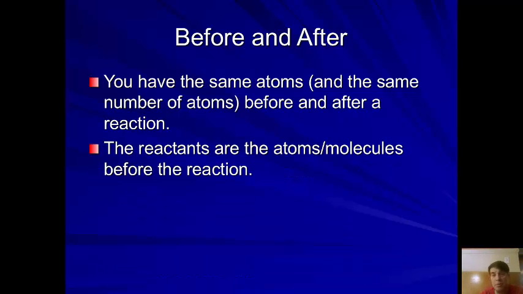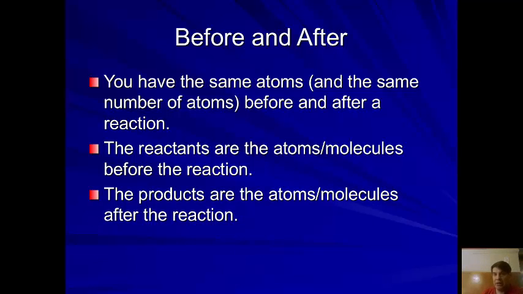So we call the stuff before the reaction the reactants. The atoms and molecules before the reaction that are going to have an experience of one another, they're the reactants. After the reaction, we call those the products. So before, reactants. After, products. So there you have that.